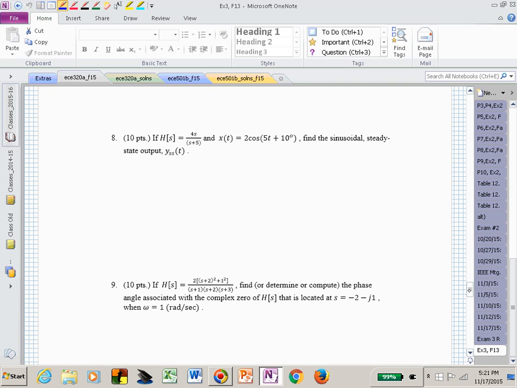So problem 9, for example, says find or determine or compute the phase angle associated with the complex zero. Correct. That one is associated with, so that's different than the contribution. Do you get my distinction? So for the zero, the association and contribution don't matter because it always comes in with the same sign, because it's in the numerator.